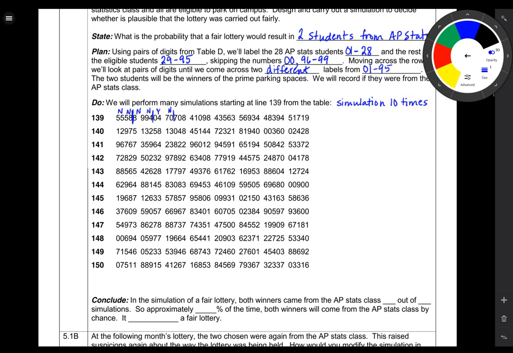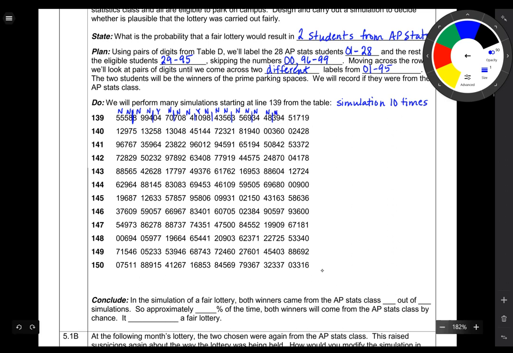The next one is 70, no, 84, no. Keep going. 10, yes, 98, no. So that's 1, 2, 3, 4. We've done 5 simulations. 43, no. 56, no. 35, no. 69, no. 34, no. 48, no. And that is 1, 2, 3, 4. That's 8 simulations. So we are going to do 2 more.